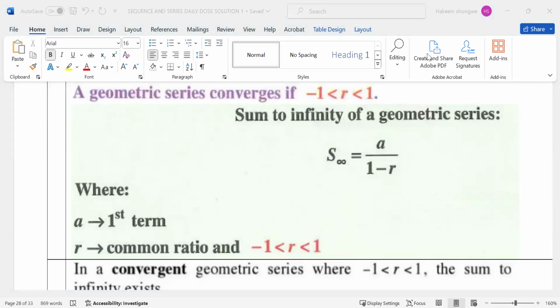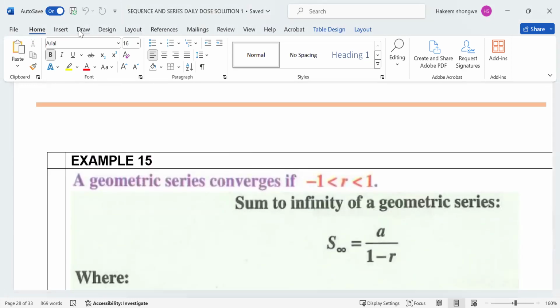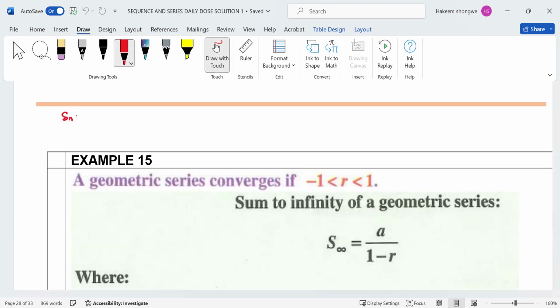I taught you about the sum of a geometric series. I also taught you about the sum of an arithmetic series. Let's just recap. We start from the known to the unknown. So we said if I want to calculate the sum of an arithmetic series, I would say Sn is going to be equal to n all over 2, then we have 2a plus n minus 1 multiplied by d.